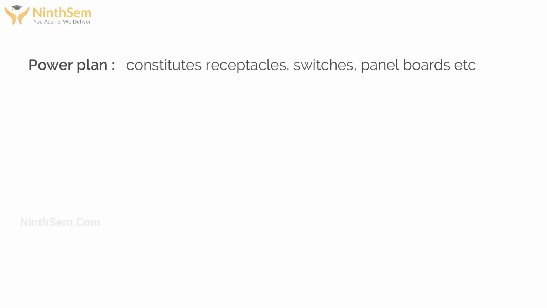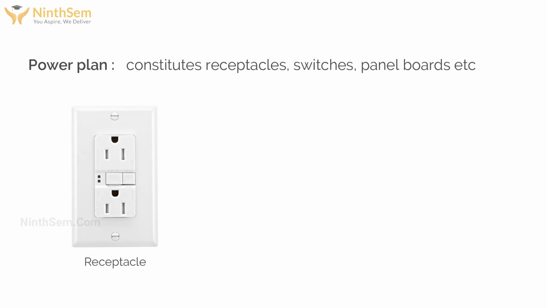After lighting plan, we will discuss the power plan basics. Power plan constitutes receptacles, switches, panel boards, etc. in its plan. Receptacles are the outlets which are again of different types used for different purposes at different locations. Switches are the controlling terminals and may be used to switch on or off any sort of equipment or system.